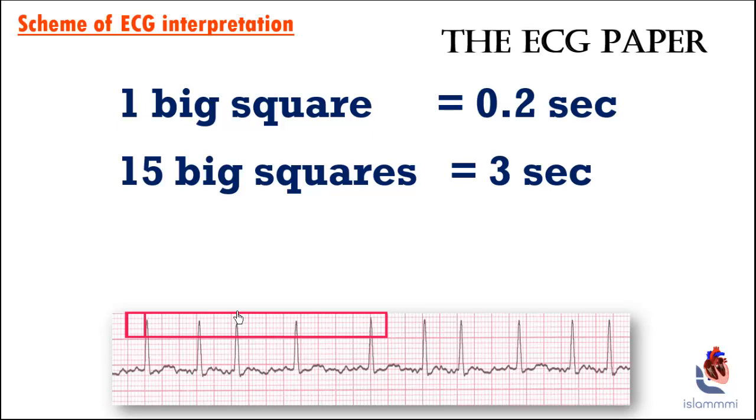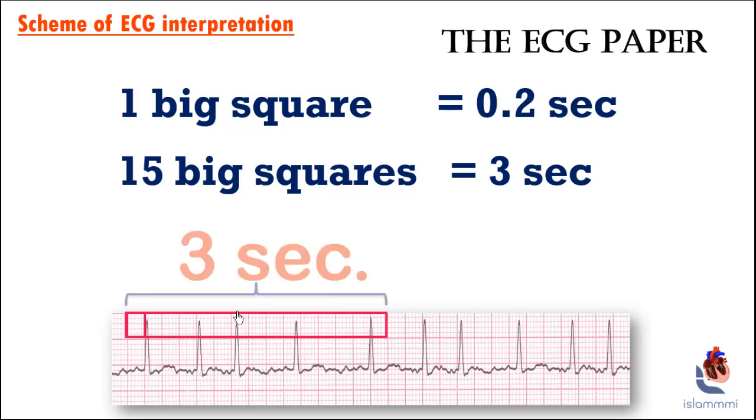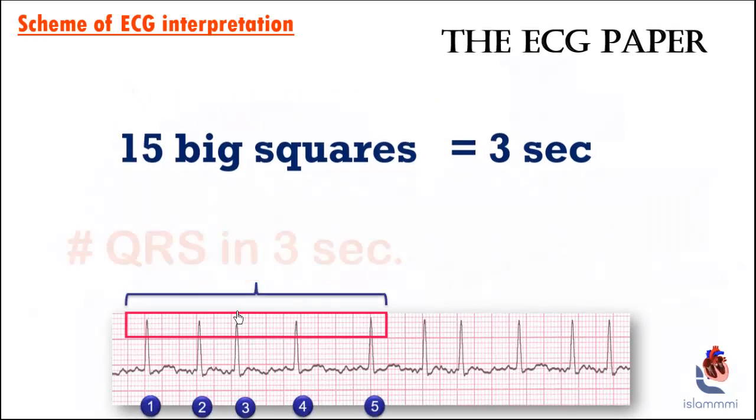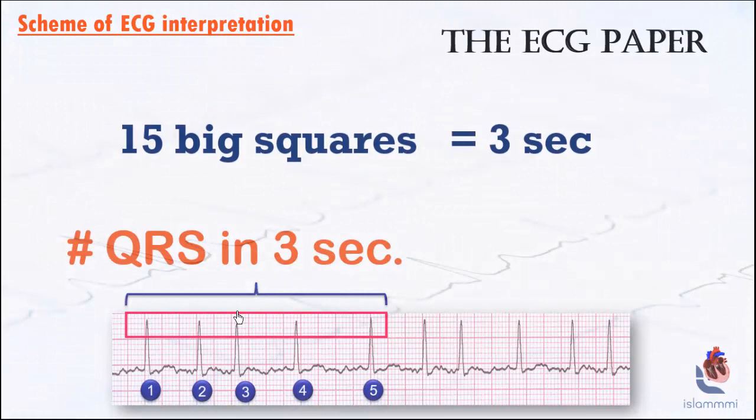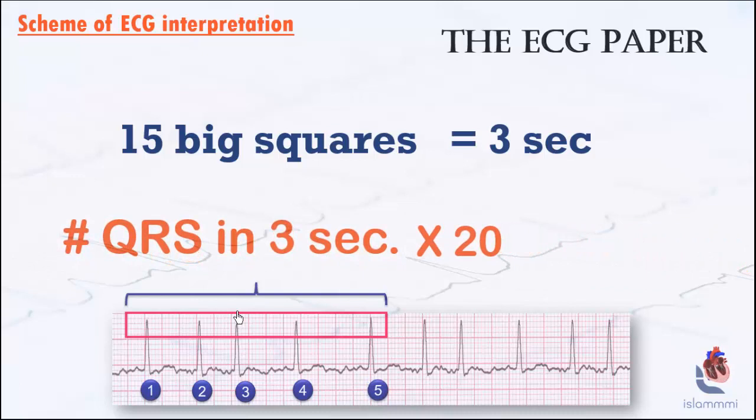So if we multiply this number by 20, this will give you the heart rate in 1 minute. So 15 boxes means that this is 3 seconds, and we have 5 QRS in 3 seconds: 1, 2, 3, 4, and 5. So if you multiply this number by 20, it will give you the heart rate in 60 seconds, or another term, 1 minute. Okay.